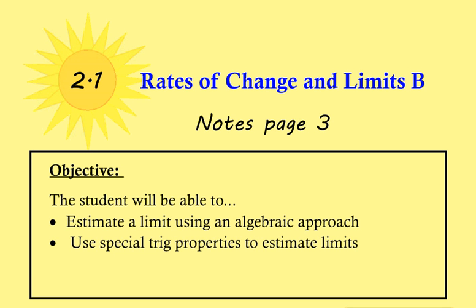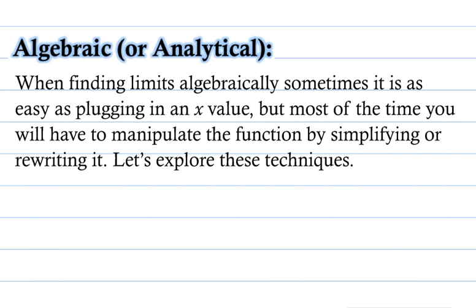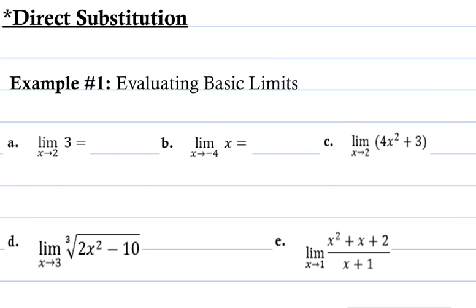2.1, rates of change and limits B. So this part of the section is the algebraic part. When finding limits algebraically, sometimes it's easier just plugging in x, but most of the time we actually have to do something to the equations in order to be able to plug in x. Here are the basics. This is direct substitution. You're just plugging in, plug and chug, plug and chug.